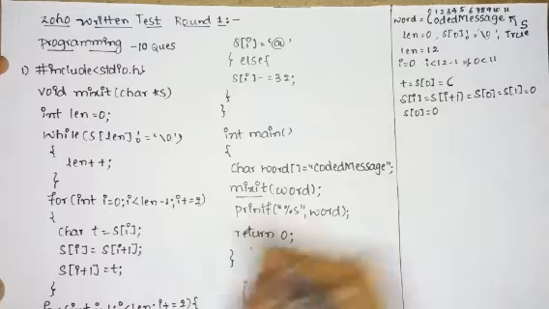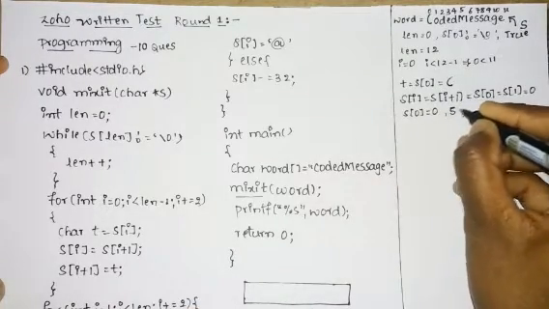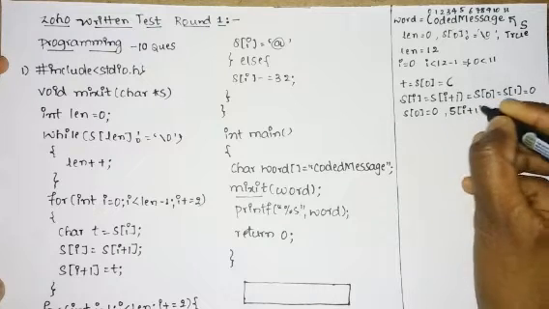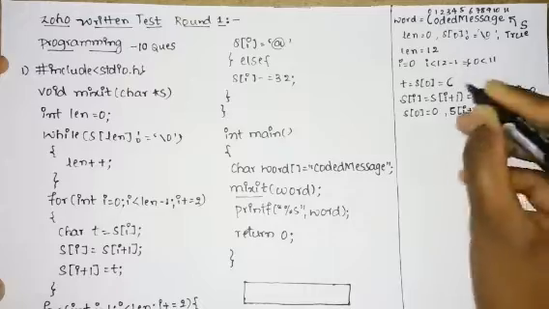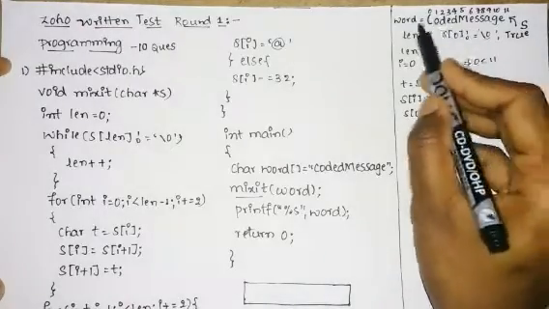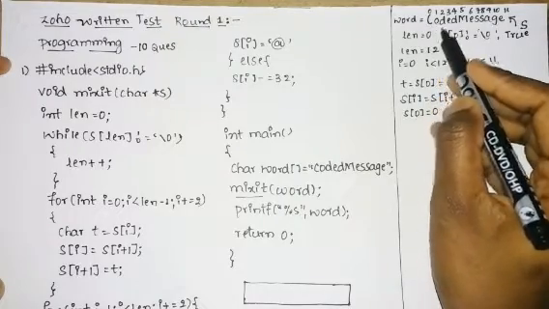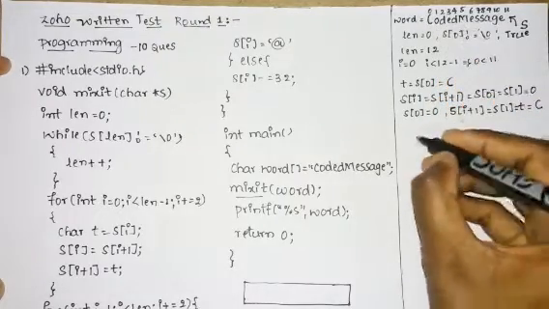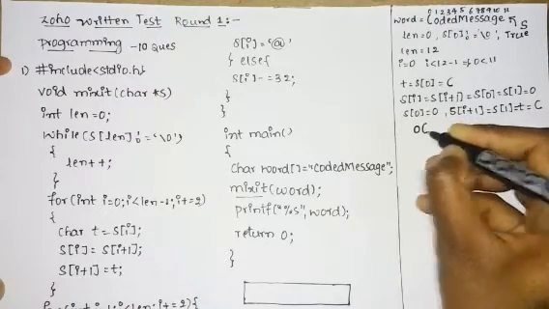So next thing is s of i plus 1 equal to t. s of i plus 1 is nothing but s of 1, which is assigned with the t. So what is t? T is nothing but the capital C. So you can see that the two letters are exchanged: O is assigned to the 0th position and C is assigned to the first position. So now the string becomes O and C.